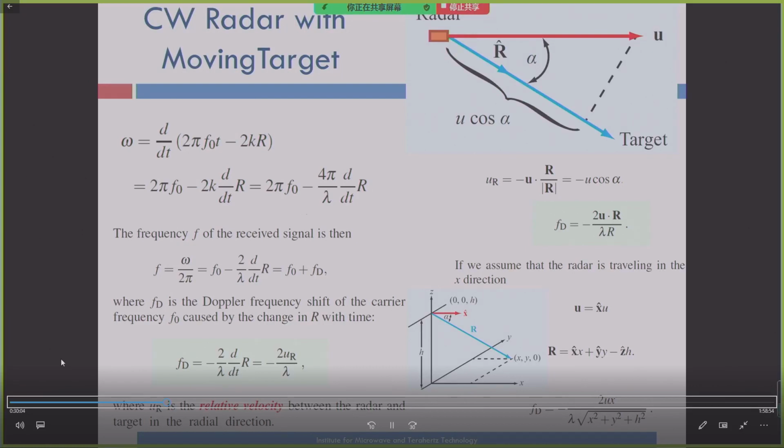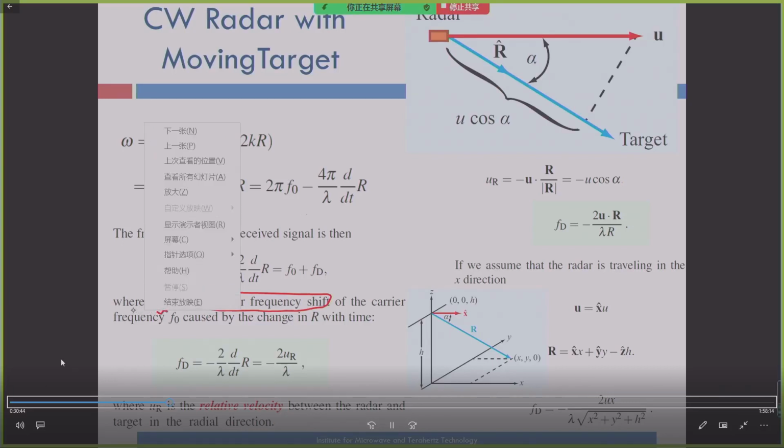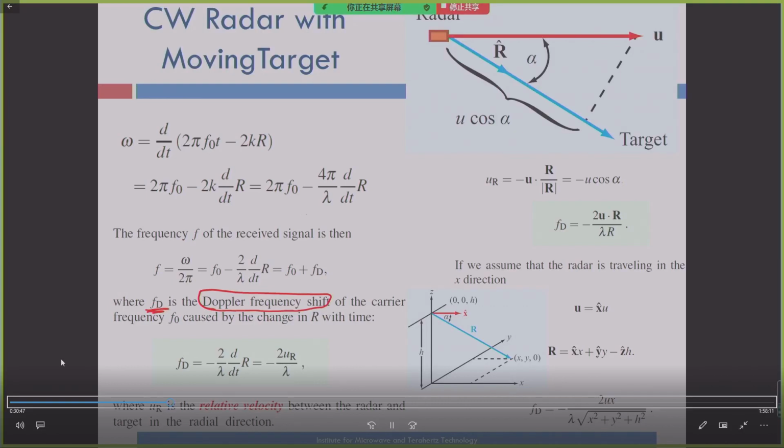Here, previously we said the target is a stationary target, but for a moving target, a very common parameter which we regularly know is the Doppler frequency shift due to the relative movement between the object and the antenna or the radar system, alright? So a Doppler shift is named FD or Doppler frequency shift.